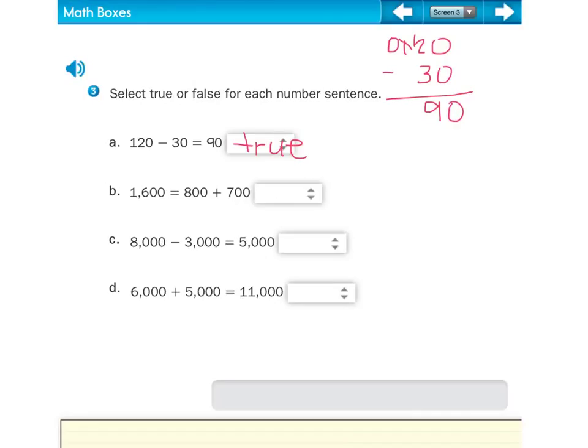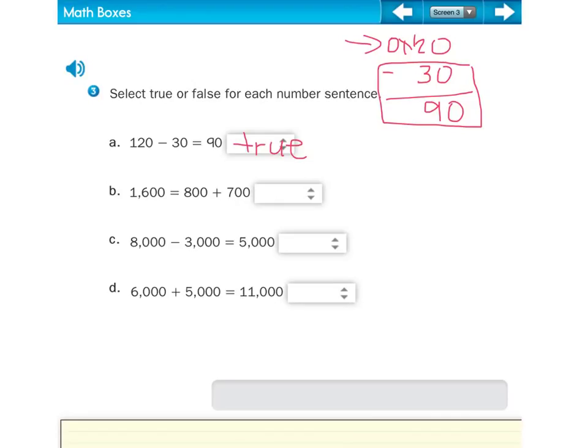A quick, easy way to check and make sure that problem is right is take that 90 and add the 30, and you should get the top number. So I'm going to do the opposite operation. This was a subtraction problem. Opposite of subtraction is addition. So I'm going to do 90 plus 30. 9 plus 3 is 12. Add that 0, so 120, which is your top number. Okay, so that's one quick, easy way to check a subtraction problem.